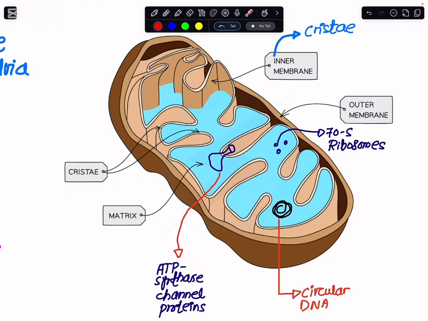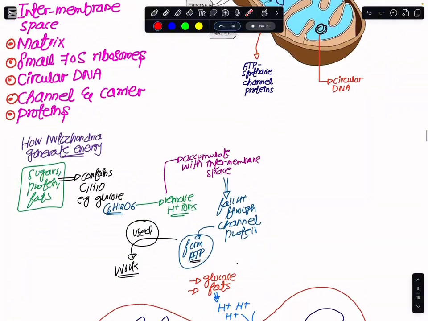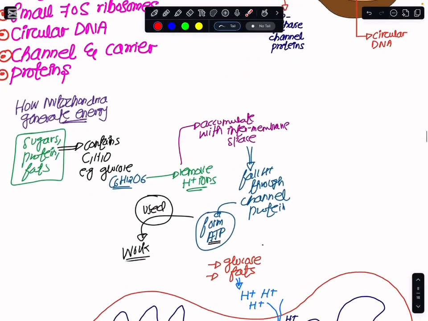And the last thing is that here we have the outer membrane and this is the inner membrane. In between them we have a space. The space between the outer and inner membrane is what we refer to as the intermembrane space of the mitochondria.